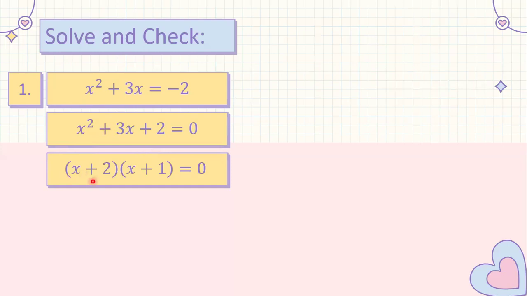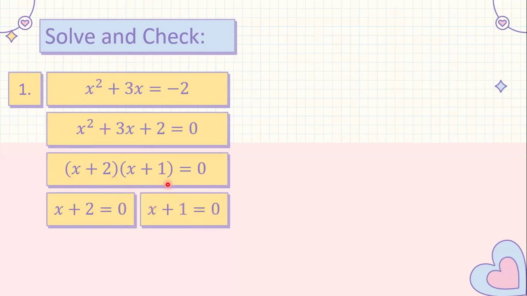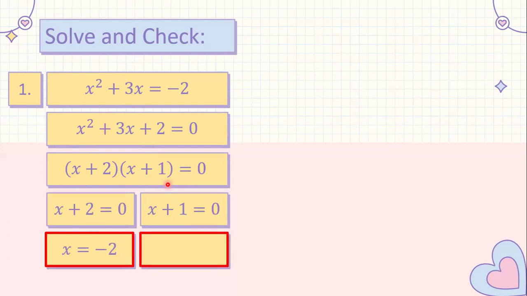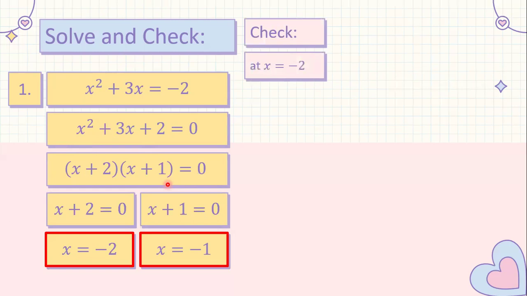Then equate this first quantity to 0. So we have x plus 2 is equal to 0. The second one is x plus 1. So we have x plus 1 is equal to 0, such that x is negative 2 and x is negative 1. So let us check. Let us check if x is negative 2. We substitute that to the original equation, x squared plus 3x is equal to negative 2.